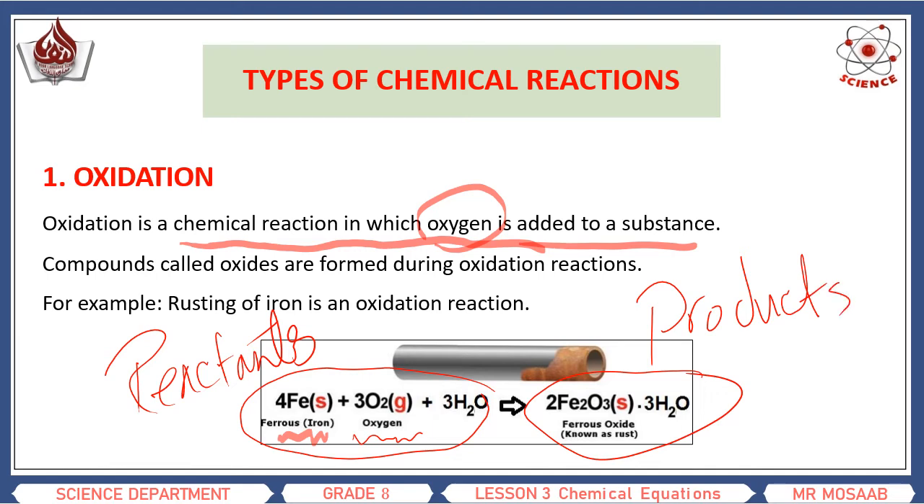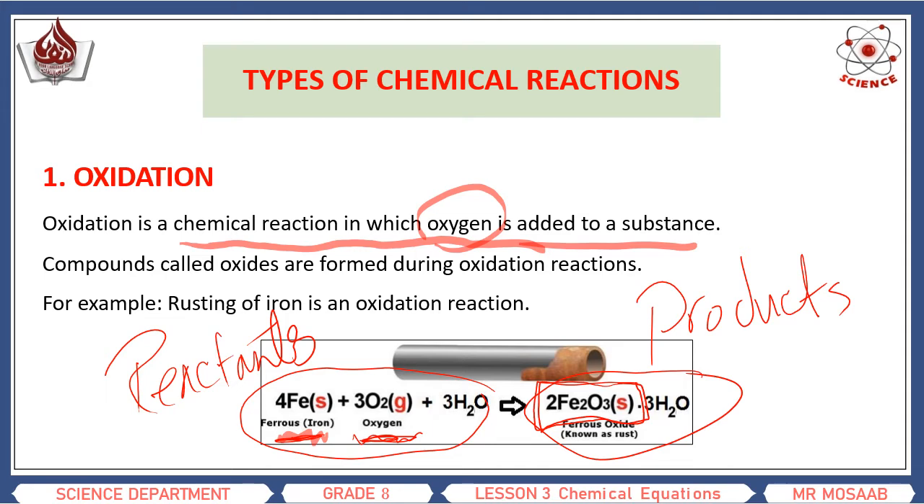So oxygen in the reactants is separated from iron, they are separated. But after the reaction, oxygen is added in one compound called rust or ferrous oxide or iron oxide. This compound is between iron and oxygen. So oxygen is added to the iron. So this is an oxidation reaction.